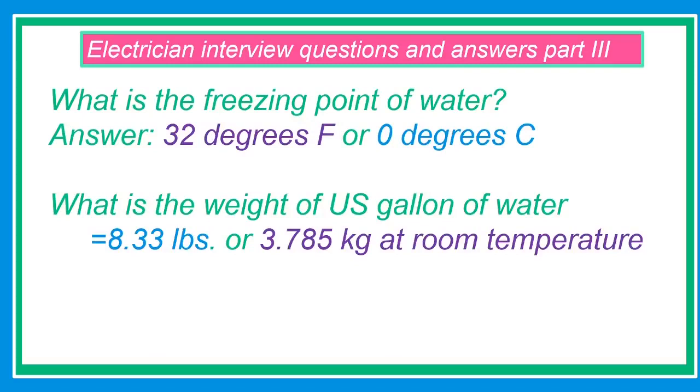What is the freezing point of water? Answer. 32 degrees Fahrenheit or 0 degrees Celsius. What is the weight of a US gallon of water? 8.33 pounds or 3.785 kilograms at room temperature.